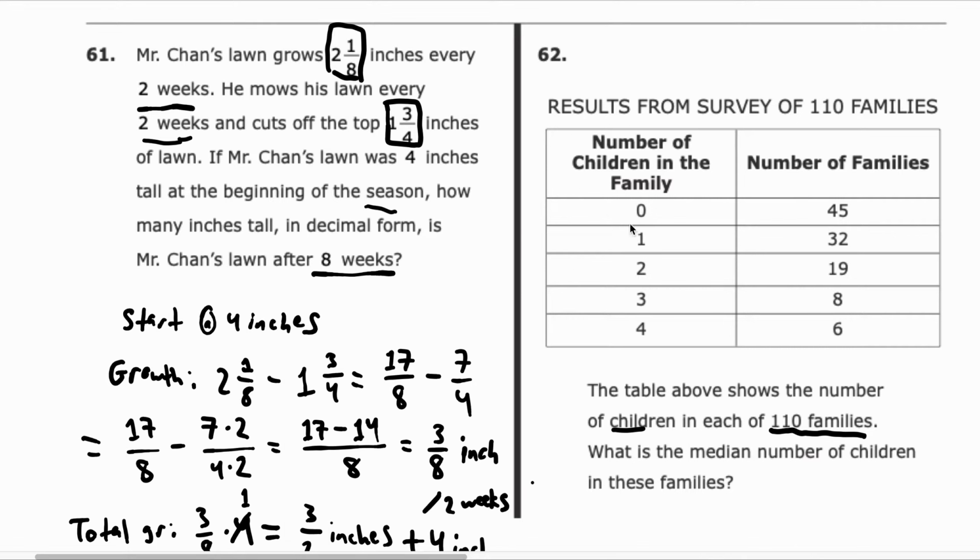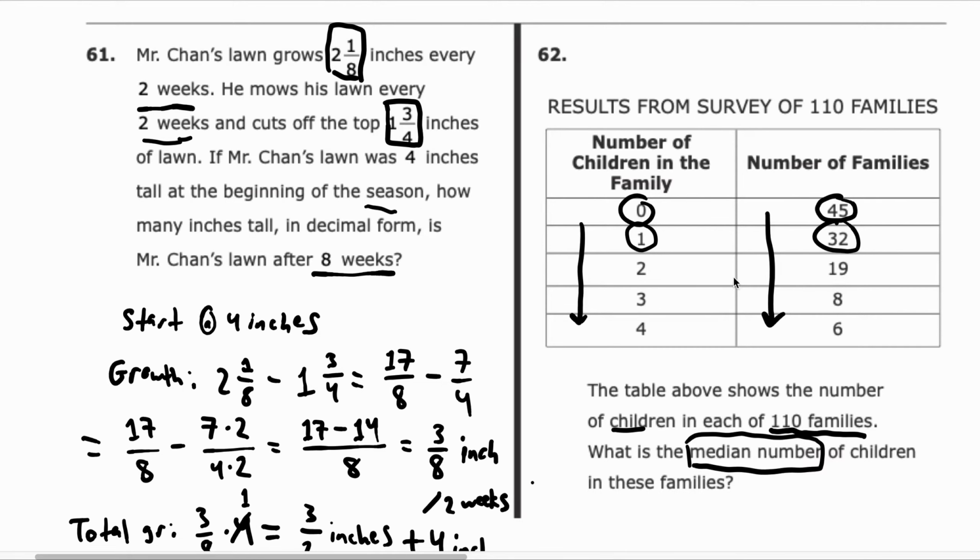So we see that, for example, 45 families have 0 children, and then 32 families have 1 child, et cetera, et cetera. So it looks like as the number of children increases, the amount of families that have that amount of children decreases. And we're being asked for the median number of children.